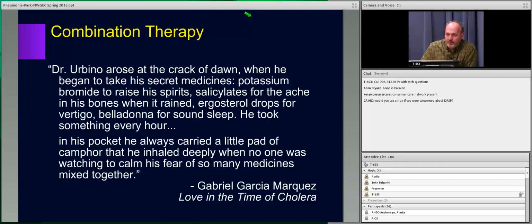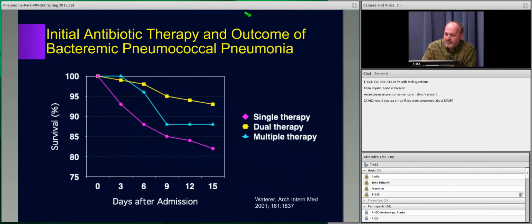This is one of my favorite books of all time, Love in the Time of Cholera by Gabriel Garcia Marquez. And this is just a passage from the book that I thought was cool. Dr. Rubino arose at the crack of dawn when he began to take his secret medicines. Potassium bromide to raise his spirits, salicylates for the ache in his bones when it rained, ergosterol drops for vertigo, belladonna for sound sleep. He took something every hour. In his pocket, he always carried a little pad of camphor that he inhaled deeply when no one was watching, to calm his fear of so many medicines mixed together.